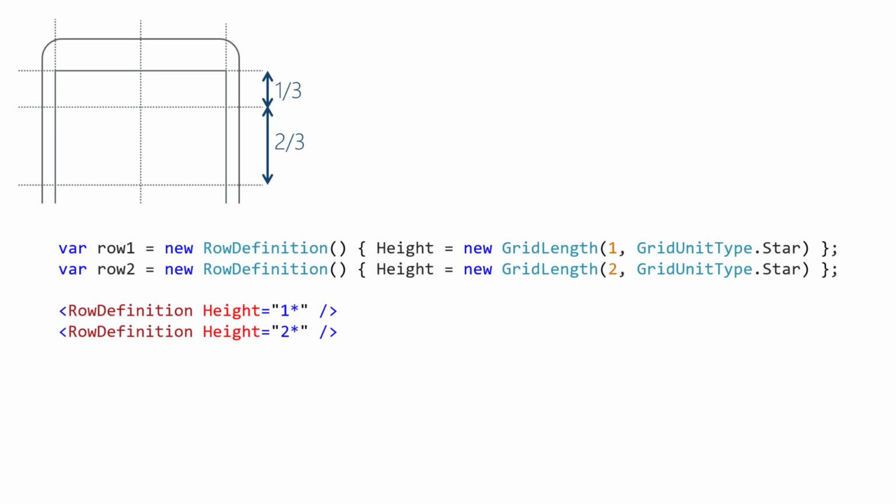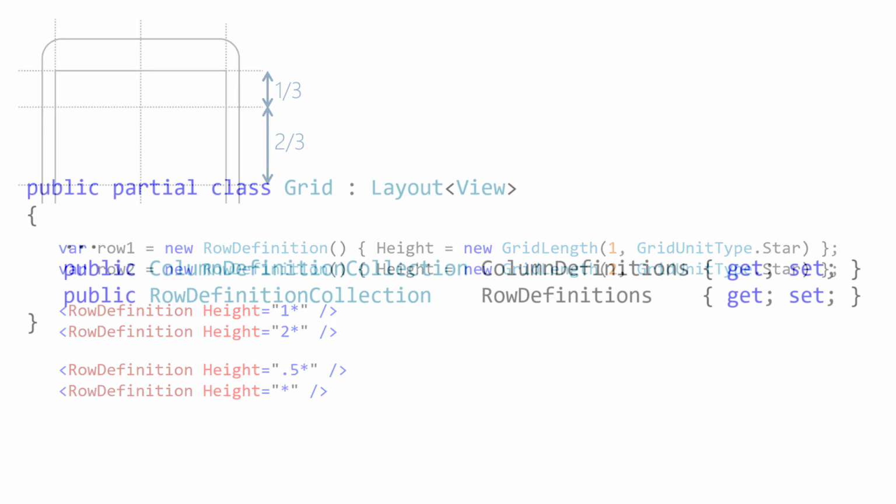But if one of them had 2 as the number, it would get 2 times the space as the others. The value is a double, so you can also pass in 0.5 and get half the space as well. These two declarations are identical because they both create the same star value ratio. Note that for the 1 star value, the 1 is totally optional.